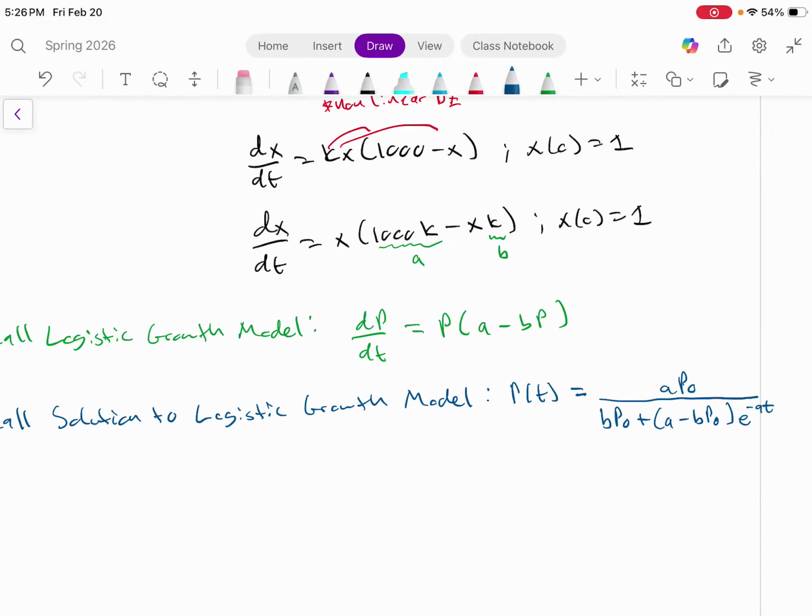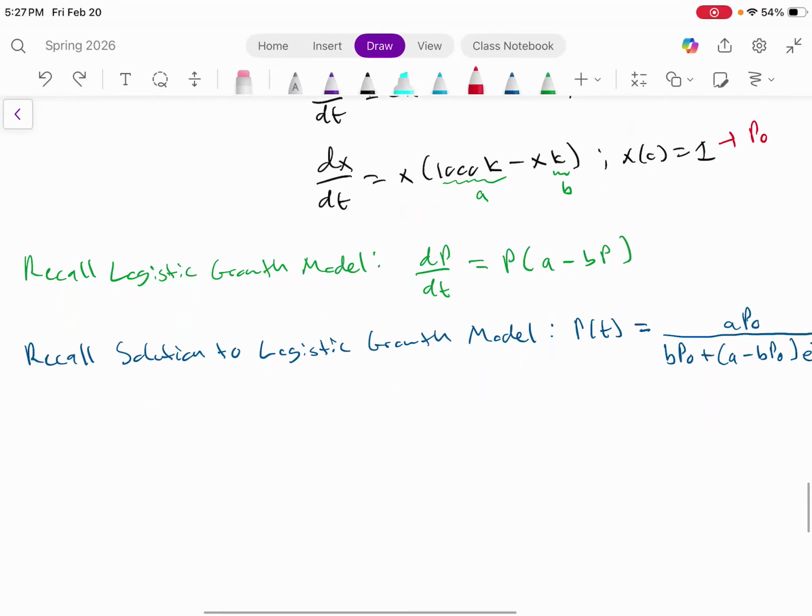So we can actually start plugging in things we know into our solution. We know 1 is P naught because that's our initial population, patient 0. And we know what A is. We know what B is. So we can start plugging in some values here. Let's go ahead and try that out.